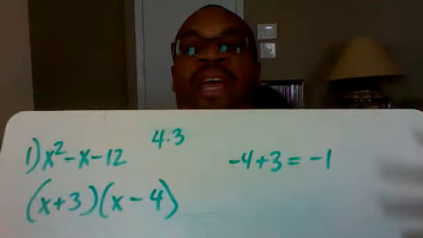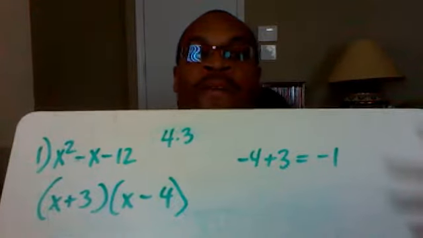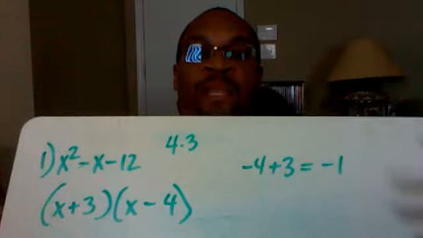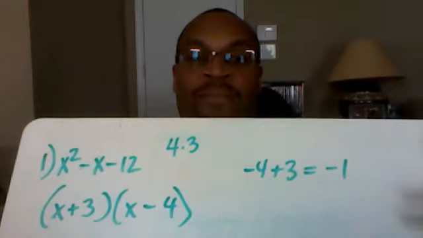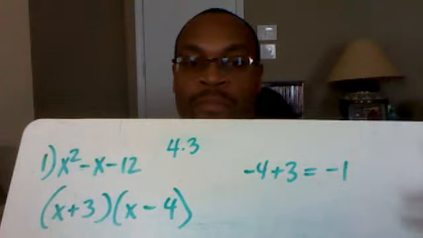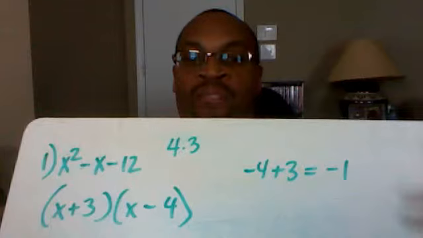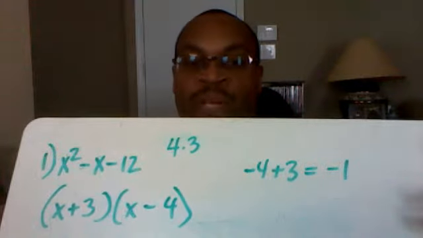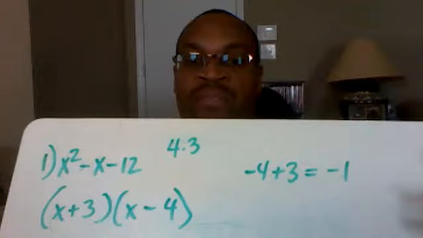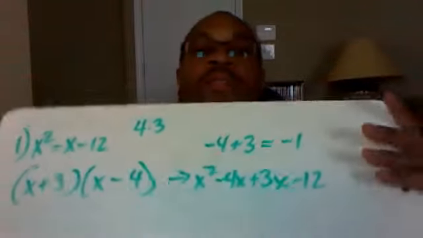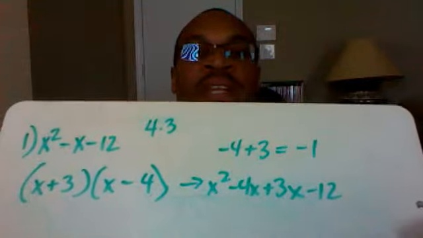This is what's going on in your head. Negative 4 plus 3 gives me negative 1. And you can check that by using the FOIL method. Simply go x times x gives you x squared. Then you can do x times negative 4, it gives you negative 4x. X times 3 gives you 3x. And then 3 times negative 4 gives you negative 12. I'll write that down so you can see what I just said. This is what I just verbally said. Now I wrote it down.